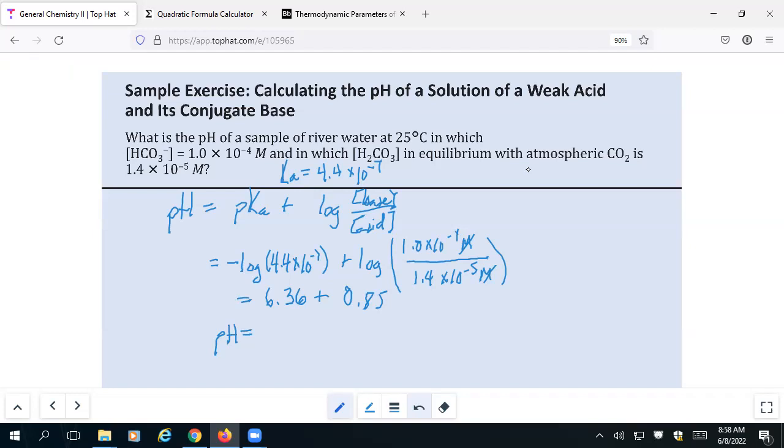Now, in this particular problem, the next point is kind of moot because we have the same number of decimal places in our addition. So we don't need to worry about any kind of rounding characteristics here. But if that were the case, we have to remember our sig figs for adding. It always comes down to the number of decimal places and rounding to the fewest decimal places in that circumstance. Here it didn't matter. In other cases, it might. 6.36 plus 0.85, total 7.21.